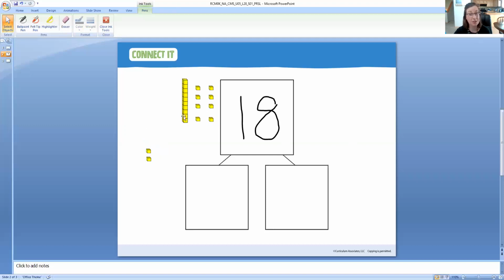Let's count it. We know this is 10. We do not need to count every block. 10, 11, 12, 13, 14, 15, 16, 17, 18. Good job. Now how do we do our number bond? What's my first part if I'm breaking it up? The first part is 10.